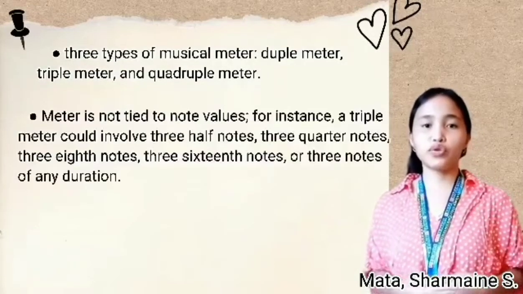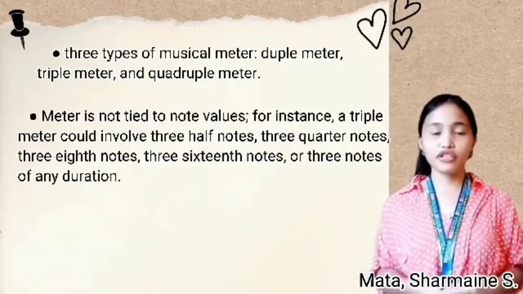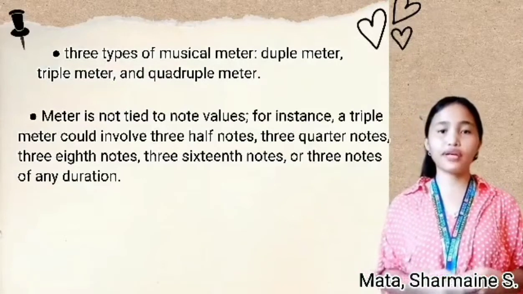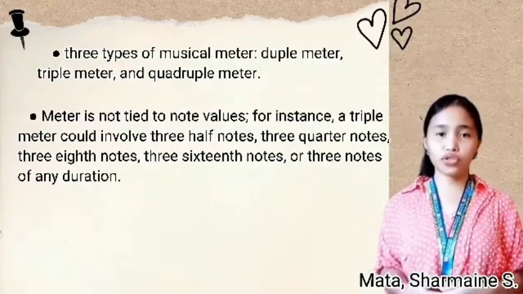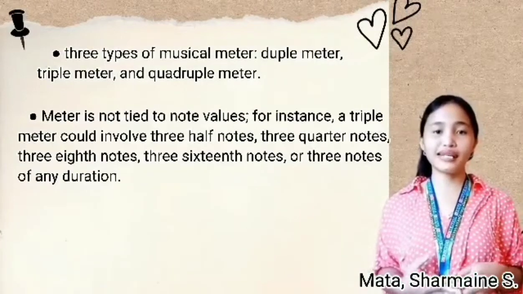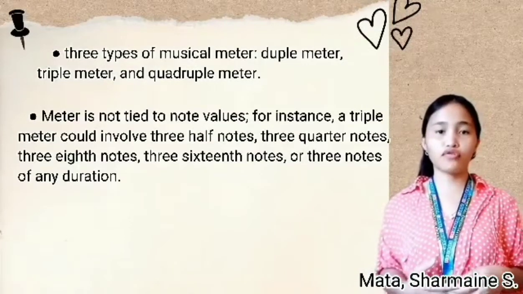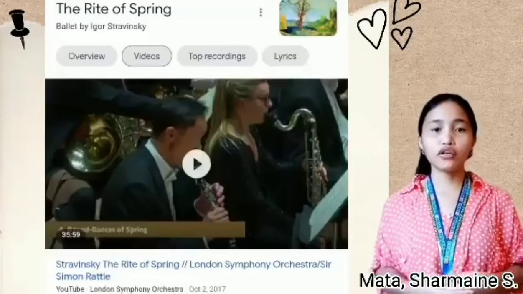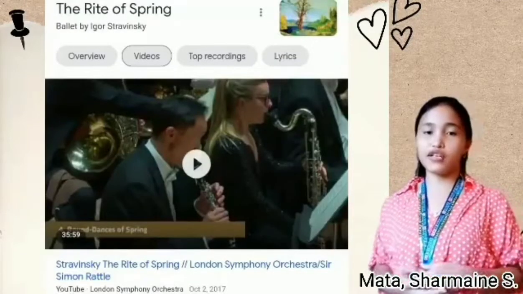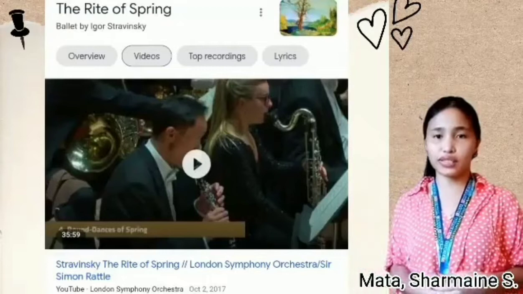Meter is the type to note values. For instance, a triple meter could involve 3 half notes, 3 quarter notes, 3 eighth notes, 3 16th notes, 3 notes of any duration. Musicians and composers regularly mix double and triple meter in their work. Igor Stravinsky's The Rite of Spring is a textbook example of such a technique.